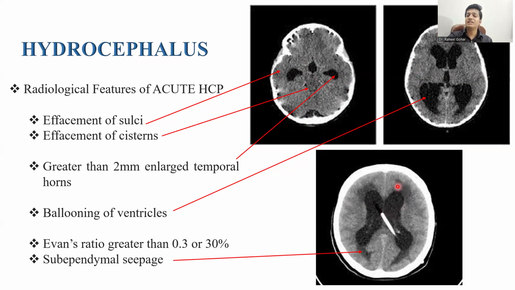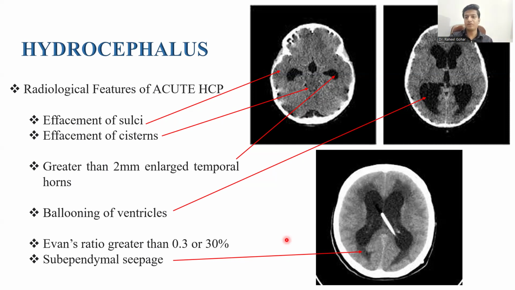Thirdly, you can see this blackish area around the ventricles. This is known as the transependymal seepage. So this is also representing the acute component of the hydrocephalus. So these features, the effacement of the sulci and gyri, the effacement of the cisterns, the appearance of the transependymal seepage, and again the clinical picture of the patient, who will come to you with a headache, with vomiting, and altered level of consciousness, maybe seizures as well. So these are all the features of acute hydrocephalus.